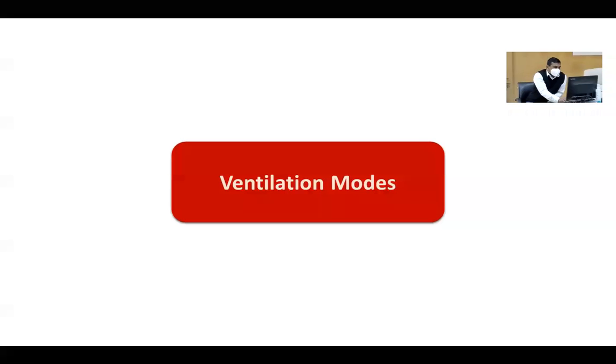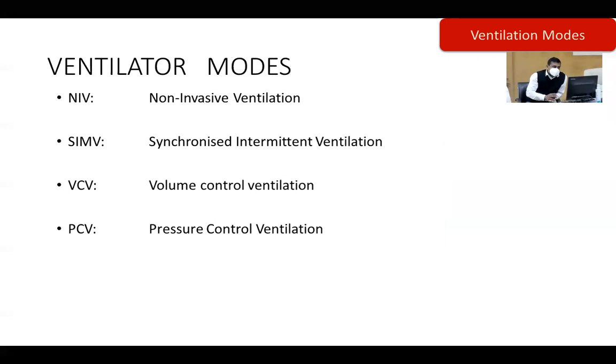So let's begin with the ventilator modes. As you all know, we have different ventilator modes based on the necessity of the patient. You can see in the slide there are 4 modes explained: NIV, SIMV, VCV, PCV. The difference between all the 4 is that in NIV, the oxygen or the air will be given externally through the mask. And in all the other 3, the oxygen and the air will be given through the endotracheal tube.